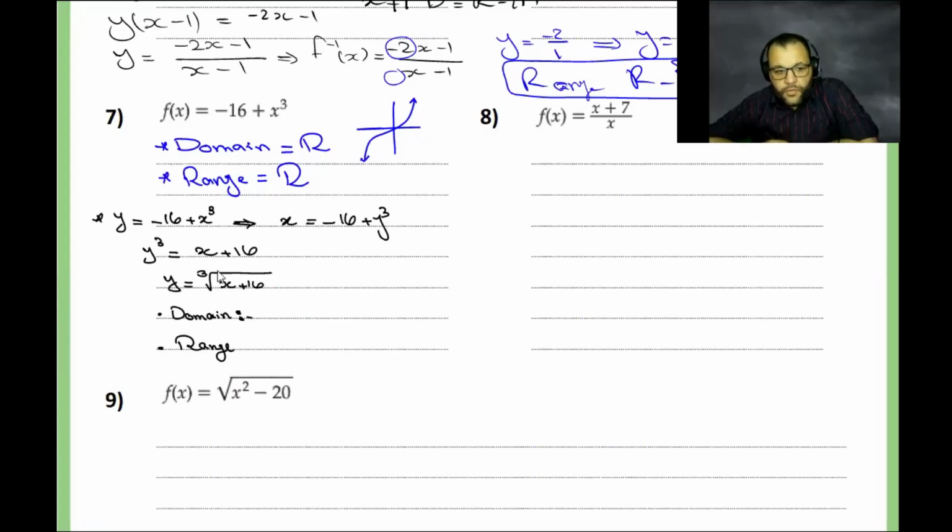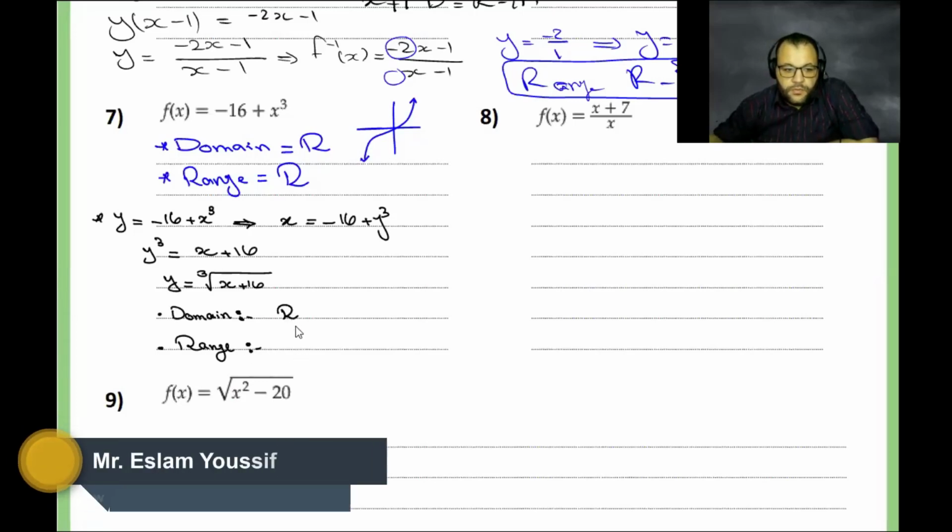It's R, not including negative 16. So it means your answer now is wrong. No, it's R. Both domain and range are R. Why are the domain and range R? Because it's an inverse function, the domain becomes the range and the range becomes the domain. Yeah, that's the reason.